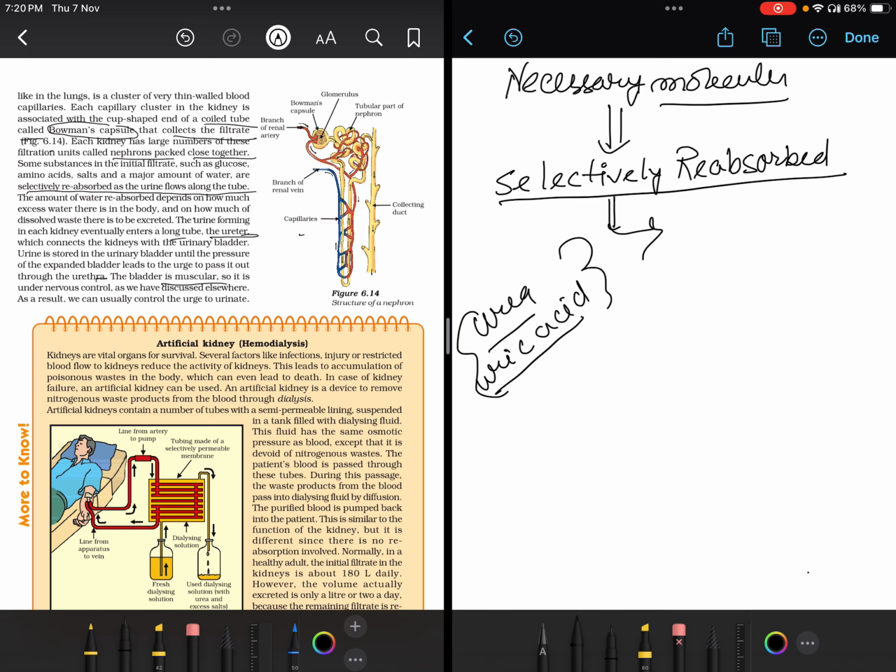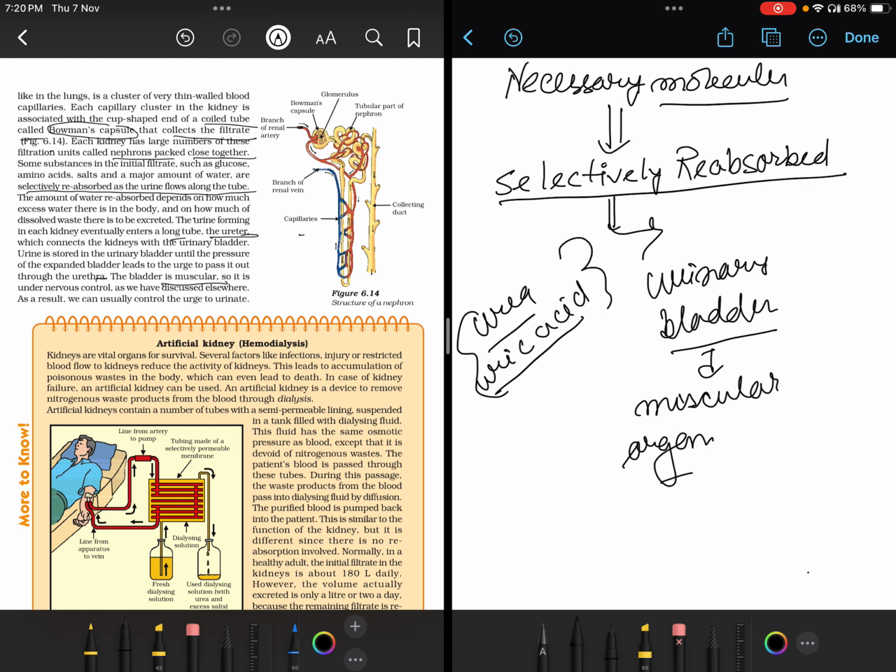The bladder is muscular. So you remember, the urinary bladder is a muscular organ, and as it is a muscular organ, it is under the control of which system? The nervous system, as I have already mentioned. We can easily control the urge to urinate.